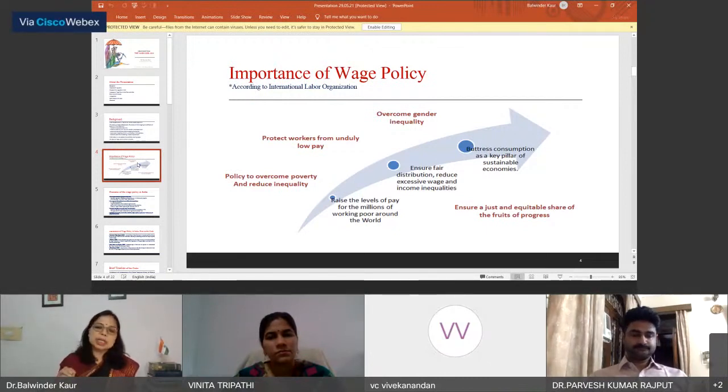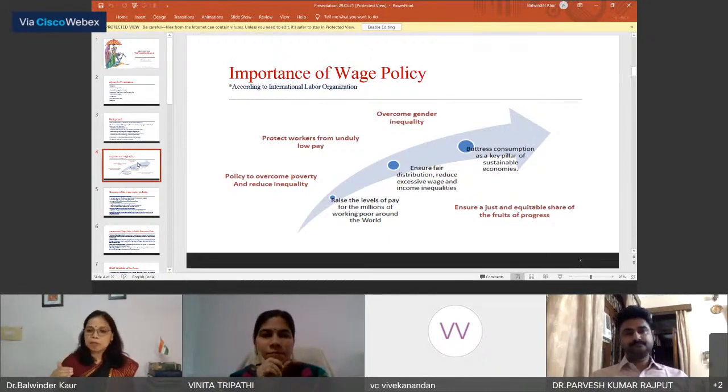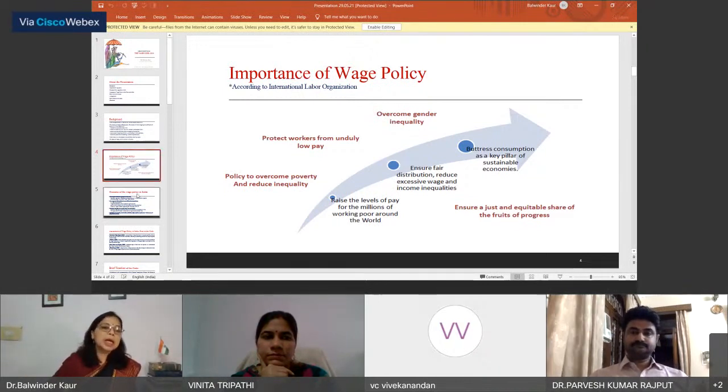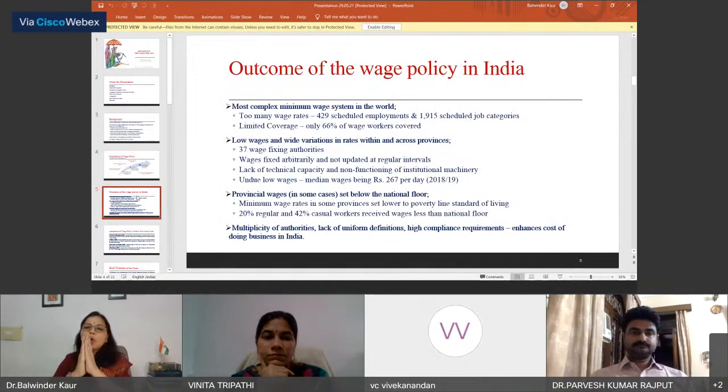But unfortunately, India has not ratified any of the conventions. Though we are a developing country now, we don't have any structured wage policy as yet. So there are ad hoc policies which are prevailing, because we have not ratified any of the ILO conventions on wage policy. Now, next is what was the need of this wage policy?